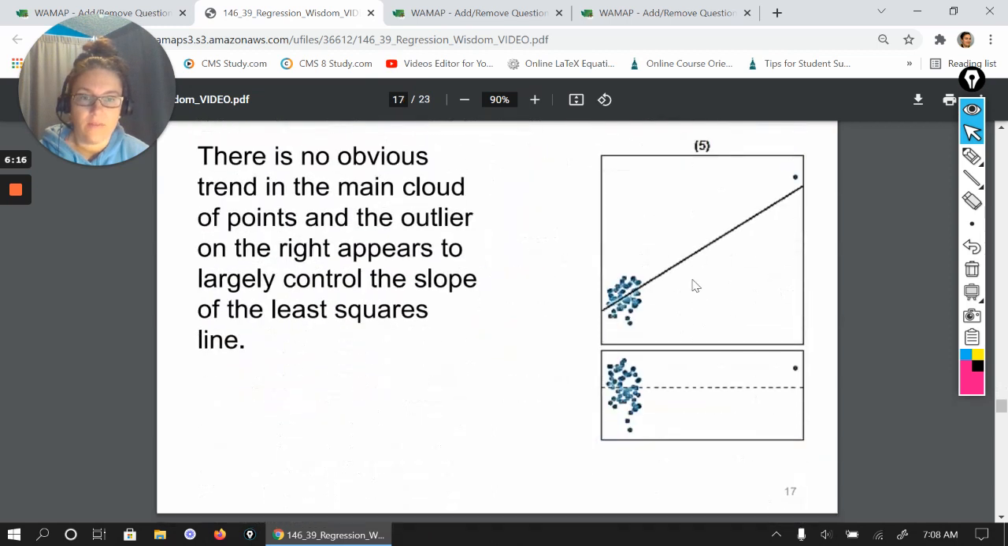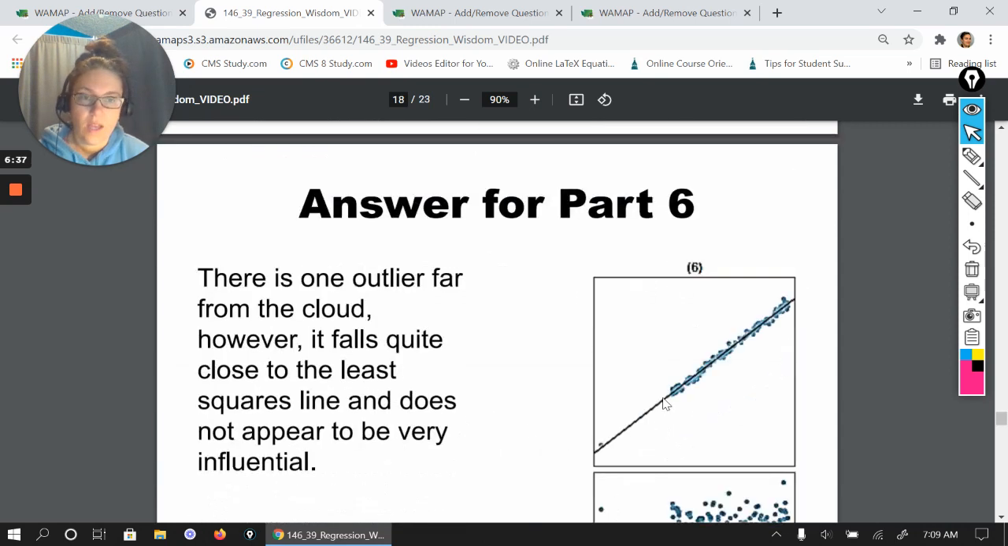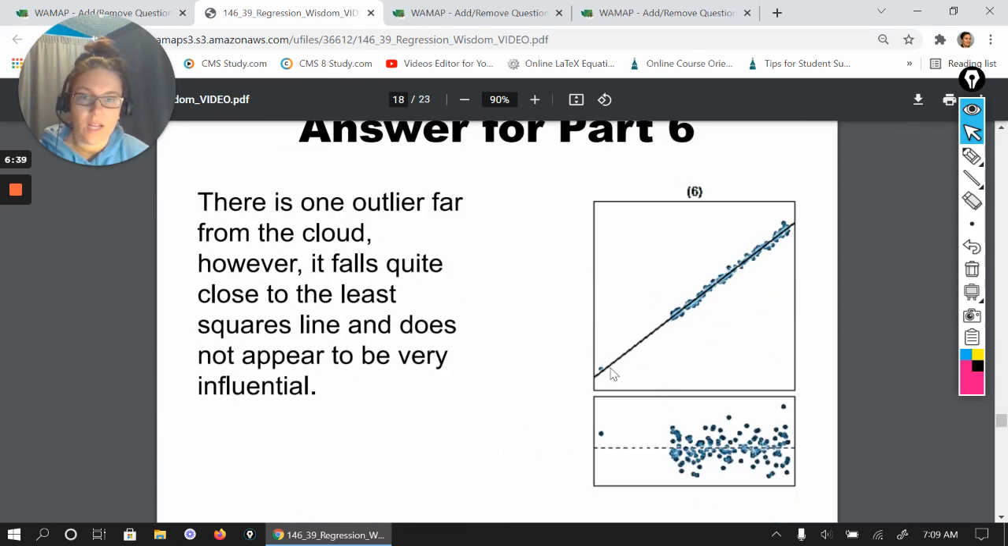Part 5. There's no obvious trend in the main cloud of points, and the outlier on the right appears to largely control the slope of the least squares line. So without the outlier, we wouldn't know if this cluster was increasing or decreasing. We wouldn't really have a good least squares line. For part 6, there is one outlier far from the cloud. However, it falls quite close to the least squares line and does not appear to be very influential.